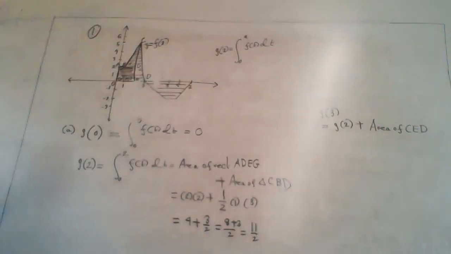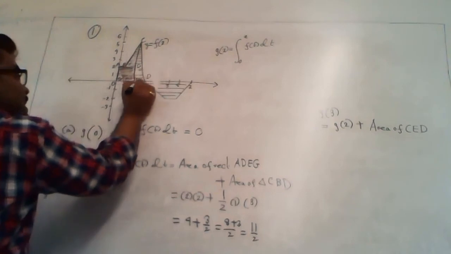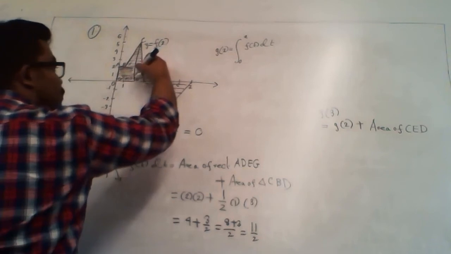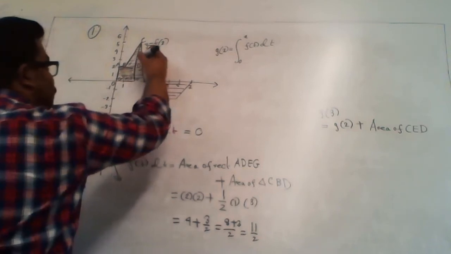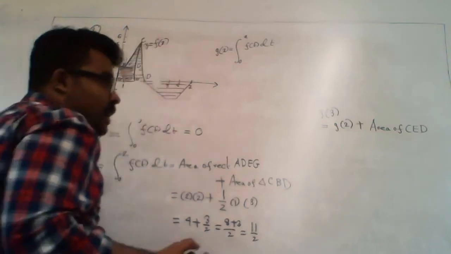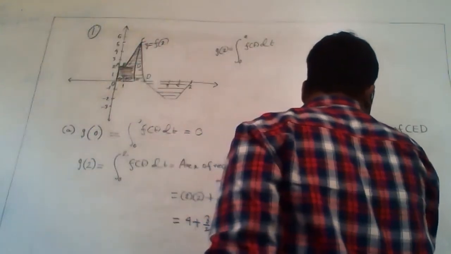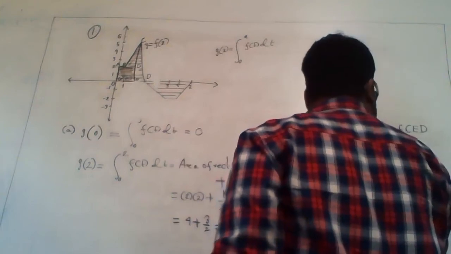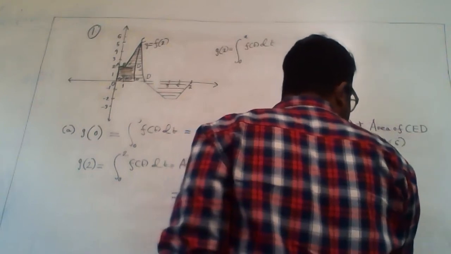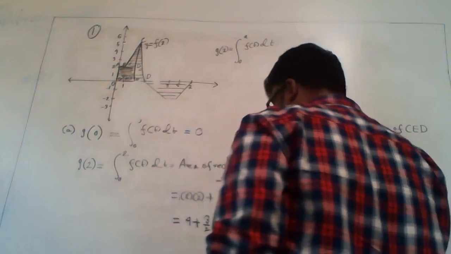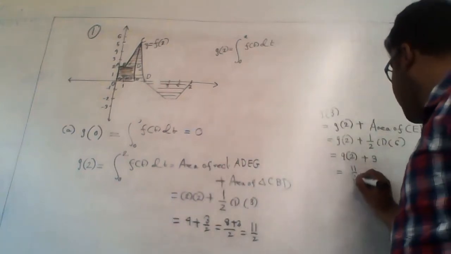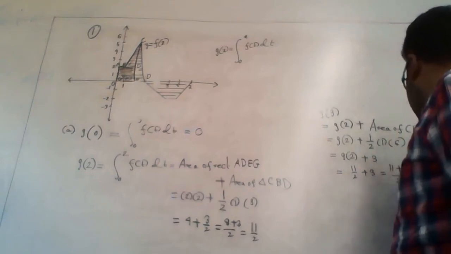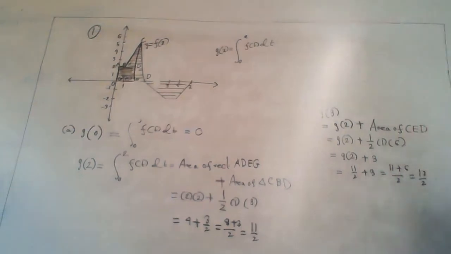Now what is the area of this triangle CED? Its base is 1 and its height is 1, 2, 3, 4, 5 and 6. So its base is 1 and its height is 6. So it will be G of 2 plus 3, which is G of 2 is 11 over 2 plus 3. So 11 plus 6 over 2. So I get 17 over 2. This is G of 3.